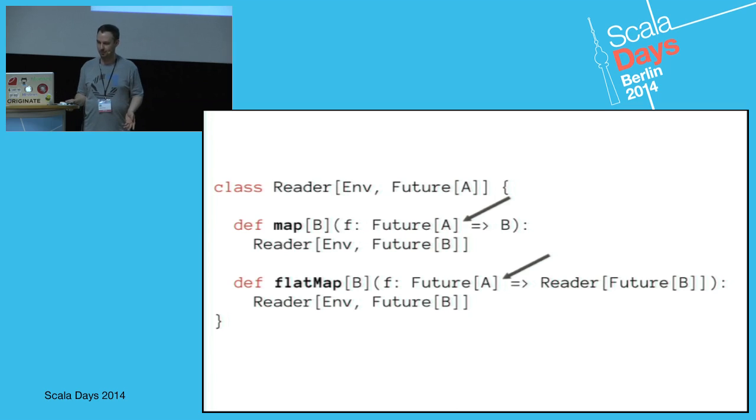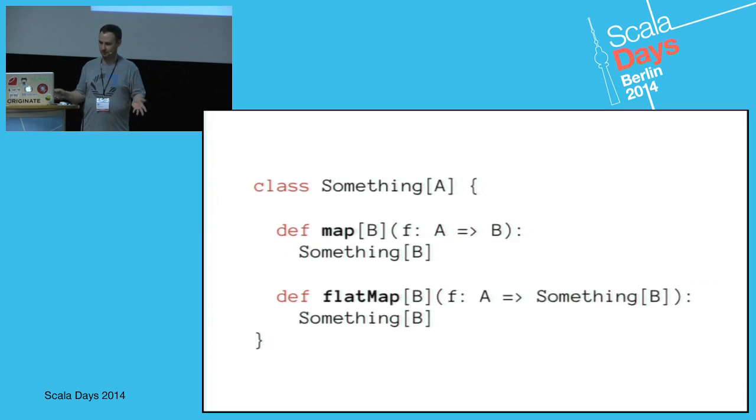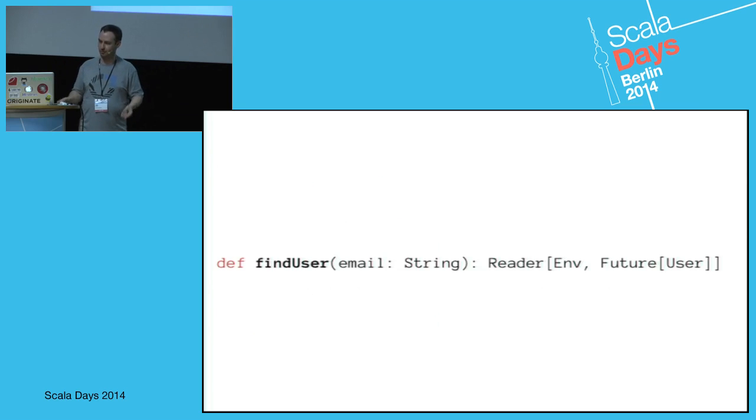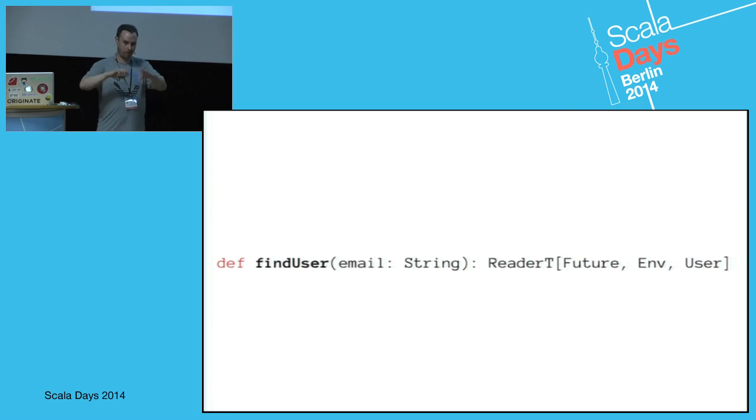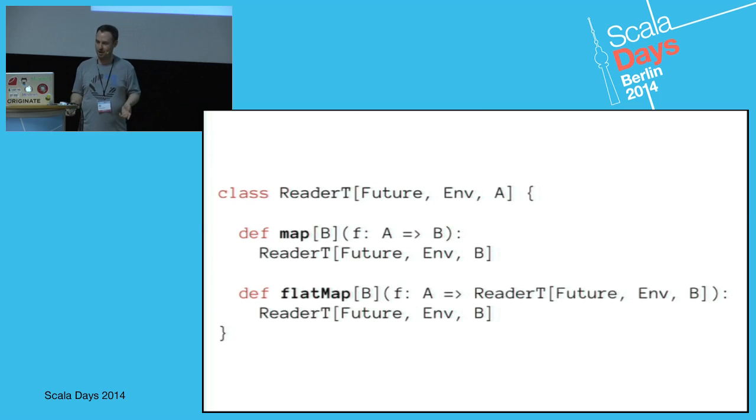We would like to have something where the map and flatMap parameters are just whatever's in the something. And we can do that by changing from a Reader of Environment to Future of User, to a ReaderT of Future, Environment and User. So this ReaderT wraps the exact same type of function. It wraps a function from an environment to a future of user, but it lets us map and flatMap directly over the thing that's in the future instead of the future itself, which is great. It's what we want.